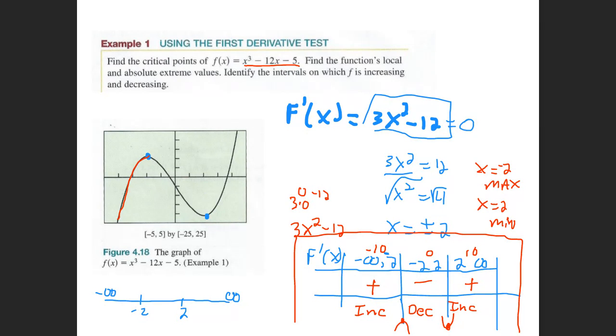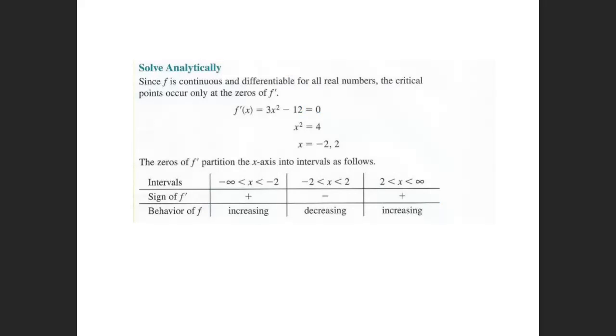So that is basically it for today. That's all we're learning, is how to set up the derivative table and where to find increasing and decreasing values. So let's take a look. Okay, so this is just written out nicer than I did it.